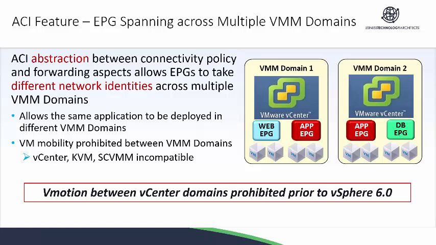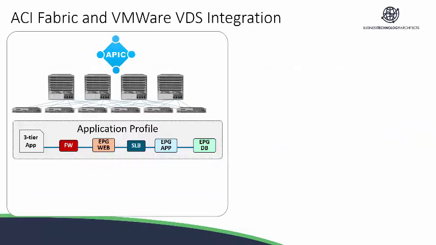Allows the same application to be deployed in different VMM domains. VM mobility is prohibited between VMM domains that are not compatible, right? You're not going to vMotion between vCenter and KVM, and vMotion between vCenter domains is prohibited prior to vSphere 6 anyway. But understand that with VMM domains, the VLAN tags and the IP addresses tied to the port group in vCenter do not matter anymore. So we'll talk more about that shortly.